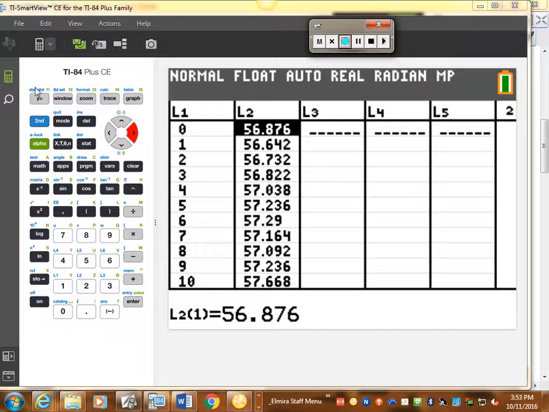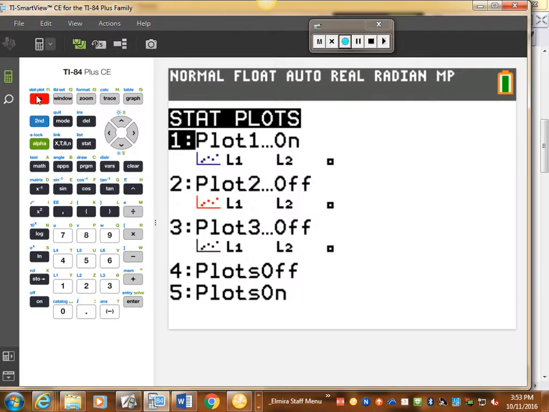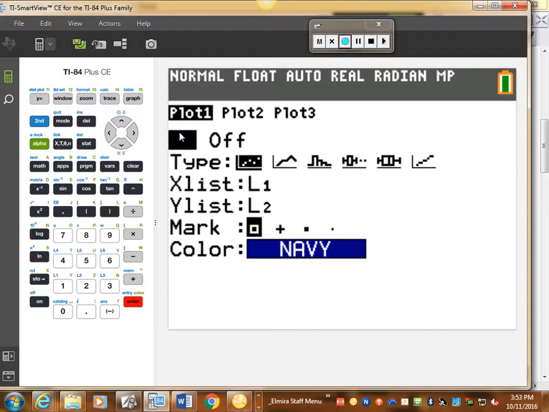So see how it says stat plot above your y equals? Probably not if you're looking at the screen, but if you look at your own calculator, it says stat plot above y equals. So we hit second, stat plot. And if you are just turning yours on, all of them will say off. What you want to do is, we want stat plot 1. We want to hit enter so we get into the menu of things we can change on it.